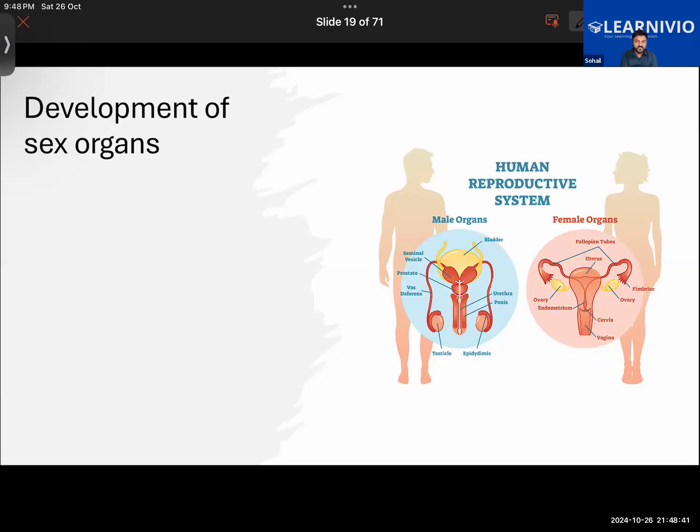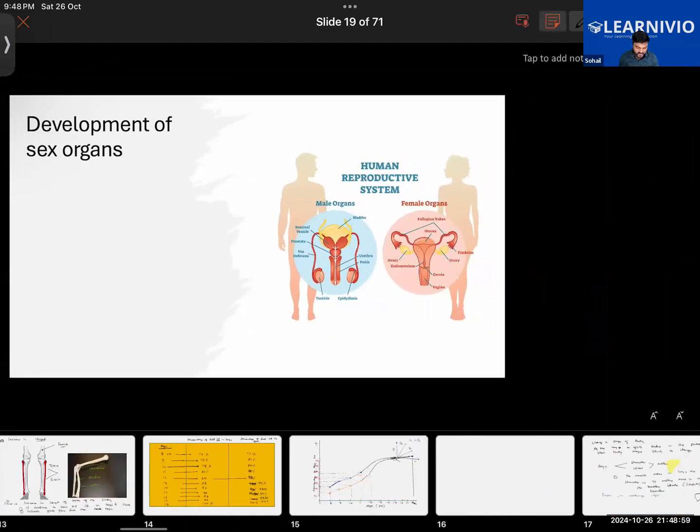And this will usually begin by the age of 11, 12, like that. So this marks the beginning of puberty in females, and the release of sperm marks the beginning of puberty in the male. All this will be happening only after a certain age in their life, which will make them capable of reproduction.